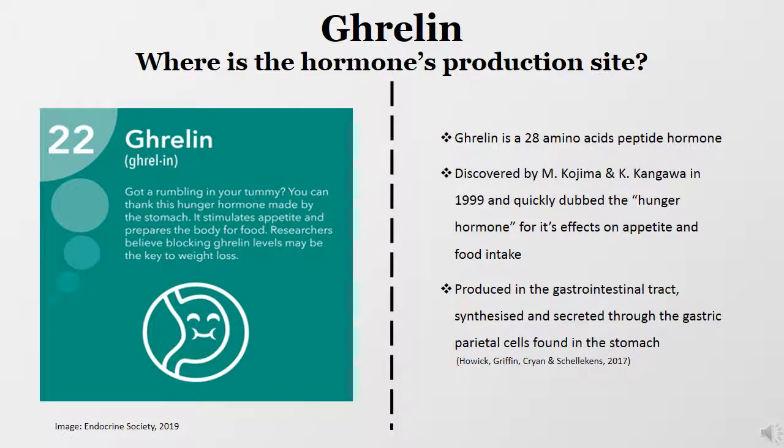Ghrelin, a 28 amino acid peptide hormone discovered in 1999, was quickly dubbed the hunger hormone for its ability to increase appetite and food intake. Synthesized and secreted by gastric parietal cells located in the stomach's mucosa layer, the layer located just below the surface of the lamina propria.